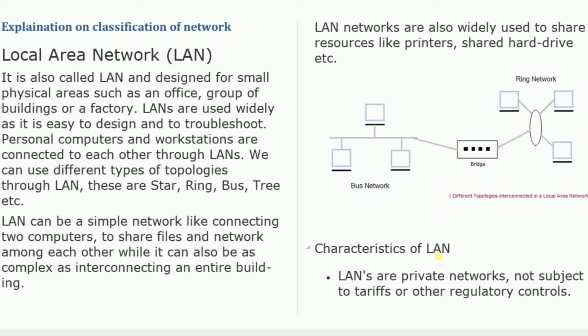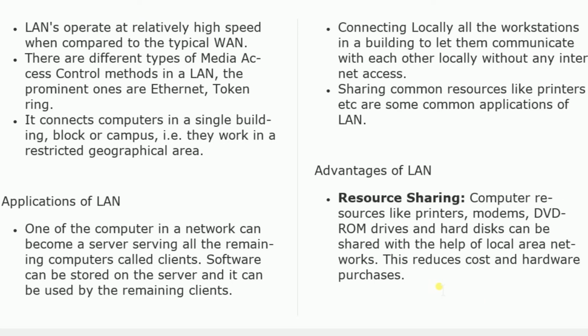Characteristics of LAN. LANs are private networks not subject to tariffs or other regulatory controls. LANs operate at relatively high speed when compared to the typical WAN. There are different types of media access control method, MAC, in a LAN. The prominent ones are Ethernet and token ring. It connects computers in a single building, block or campus, that is, they work in a restricted geographical area.